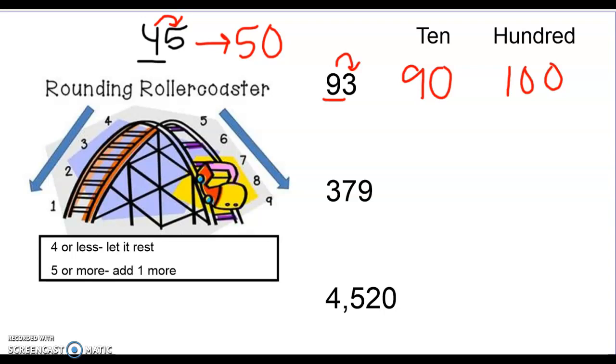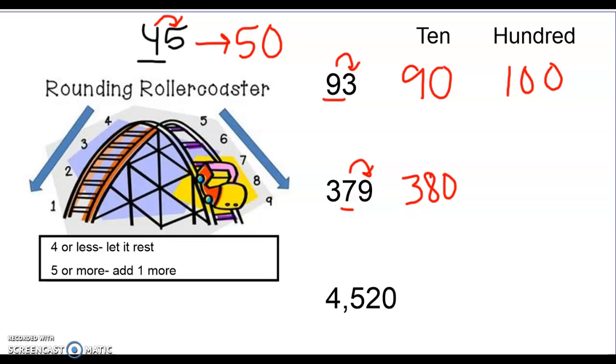Now, taking a look at 379. I look at my tens place, and then my neighbor says to add one more. So 7 added with one more becomes 8. The number in the back turns to a 0, and everything in the front stays the same. So 379 would round to 380.